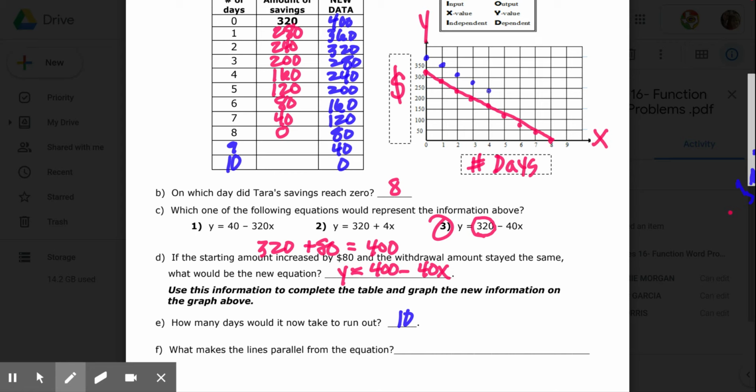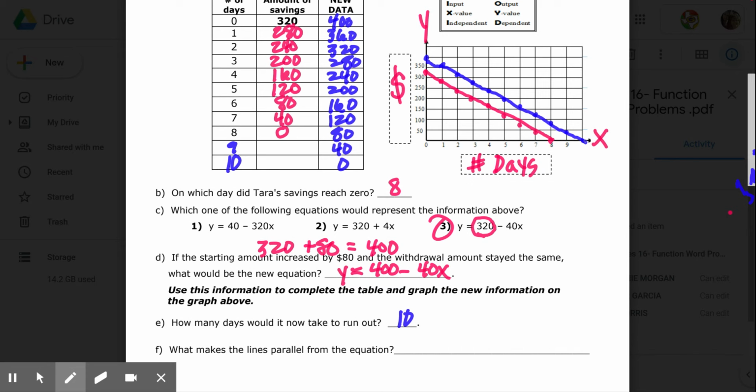Day 5 is right at 200. Day 6 is 160. Day 7 is 120. Day 8 is 80. Day 9 is 40. And out here on day 10 would be 0. So now let's go ahead and connect these points. They form a straight line.